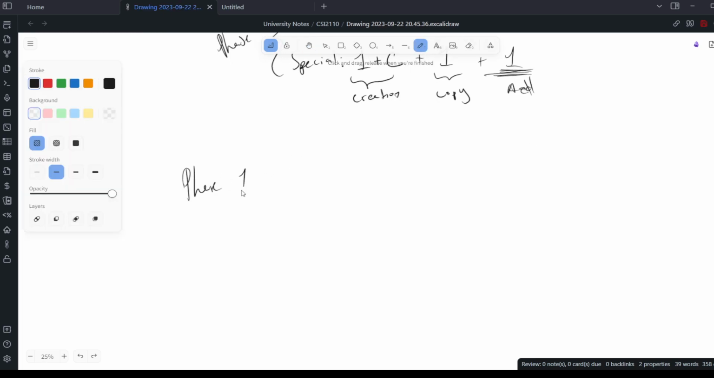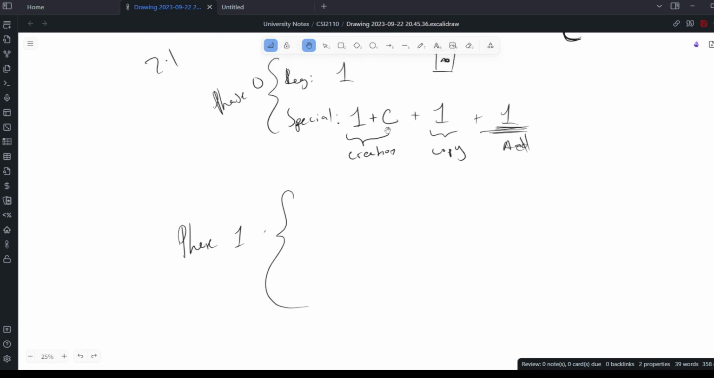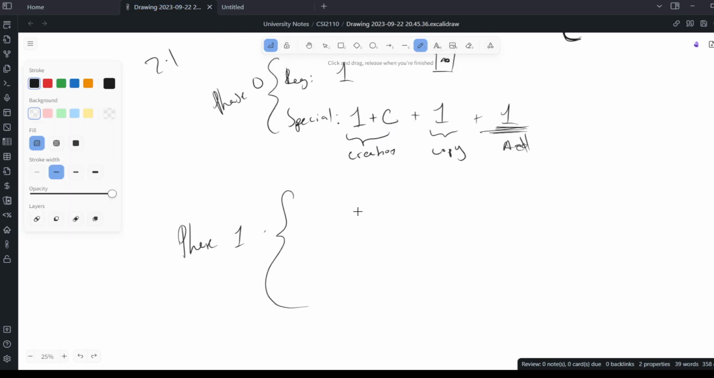Phase 1. Now that we've got an array of size 1 plus c, because we increased by a constant, we're going to have 1 plus c operations. It feels weird because on the other side we added concrete numbers. Here we don't know what c is. If it helps you, just pick a random value for c. What we care about is the order of the thing, but I'm going to keep it general for now.